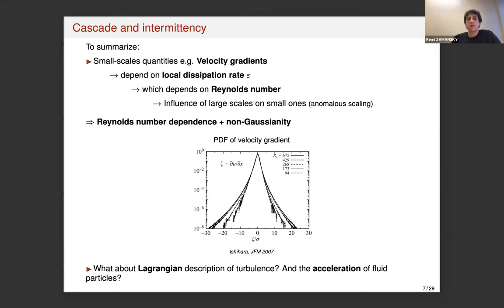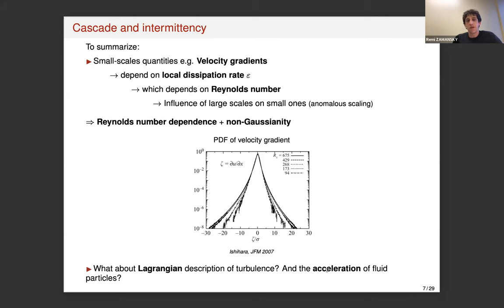And that's what we sometimes call anomalous scaling, because despite the huge scale separation you have between the integral scale and the dissipative scale, we have a coupling between those. And so, as summarized in that plot, you observe that the velocity gradients are non-Gaussian, and the non-Gaussianity is more and more pronounced when you increase the Reynolds number. And so the question is: is it the same for the Lagrangian description of the turbulence, and specifically the acceleration?